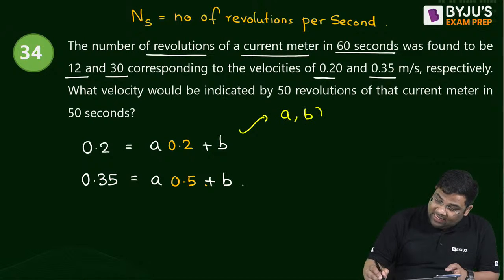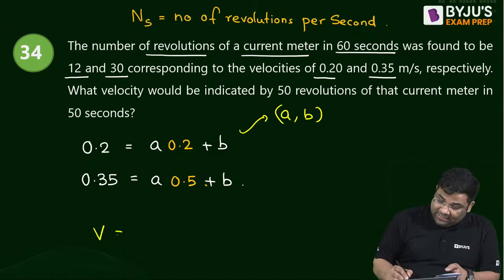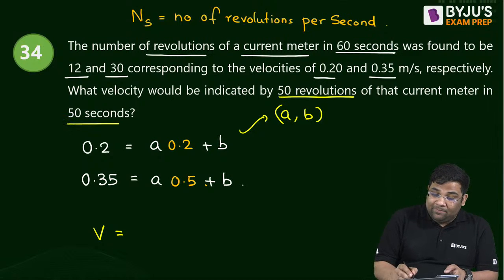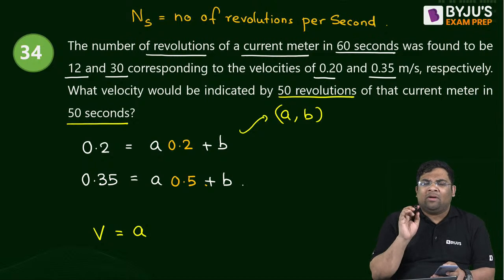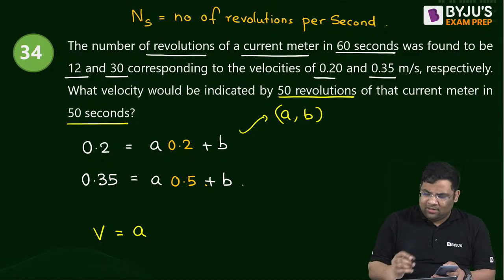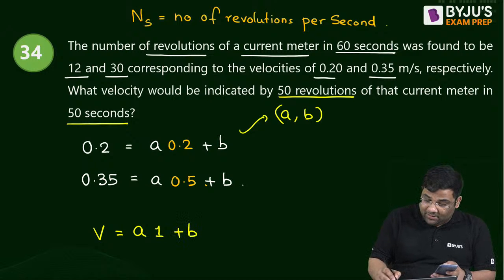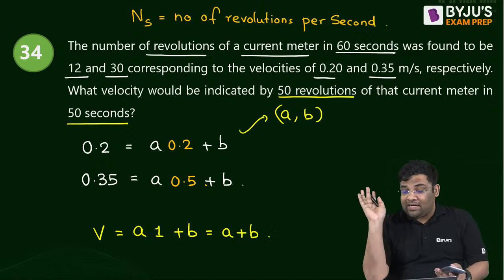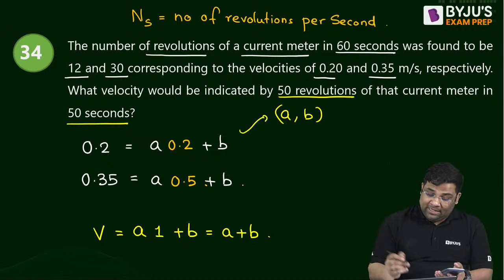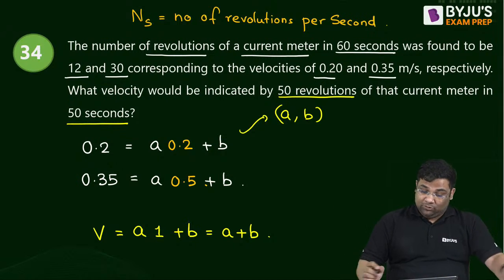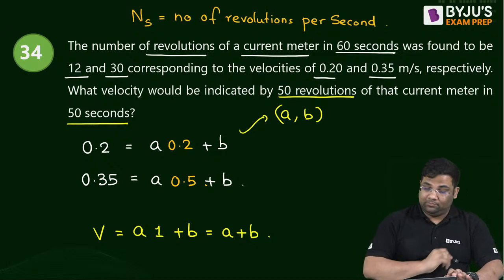What are they asking? What is the velocity when 50 revolutions happened in 50 seconds? If 50 revolutions happened in 50 seconds, then what is the revolution per second? It is 1. That means your ns is 1 here, plus b. So this velocity is a plus b. You have to just find out a and b and add them to get the velocity when this data is given. This is from flow measurement. So give me the answer to this.